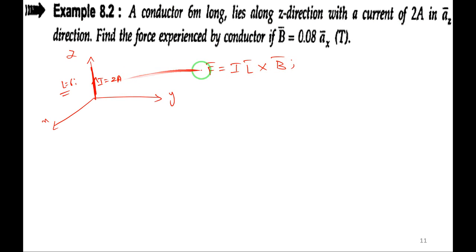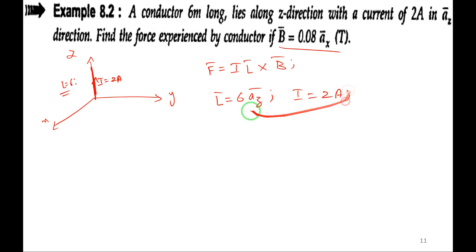So we know the current I, right? We know B vector is given. Then what is L vector I want? So L vector, the magnitude L is 6 meters. It is along which direction? It is lying along Z direction. So 6 AZ. I hope you got it. 6 AZ. So this is L vector, this is B vector. I is 2 amps, right? So I equal to 2 amps. So you'll find out F vector is equal to I, how much? 2. Then L cross B, what is L? L is 6 AZ cross B vector, which is given as 0.08 AX Tesla.